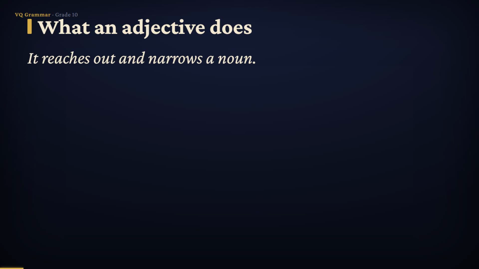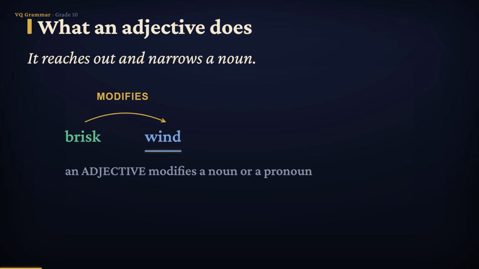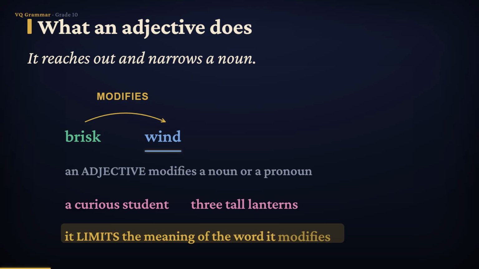Now let's describe them. Say wind, and you could mean almost any wind at all. Now say brisk wind, and suddenly you can feel it on your face. That little word brisk reaches over and points straight at the noun wind. It modifies it. And that is the whole idea. An adjective is a word that modifies a noun or a pronoun. The same thing happens in a curious student, or three tall lanterns. In every case, the adjective limits the meaning of the word it modifies. It takes something wide open and closes it in.